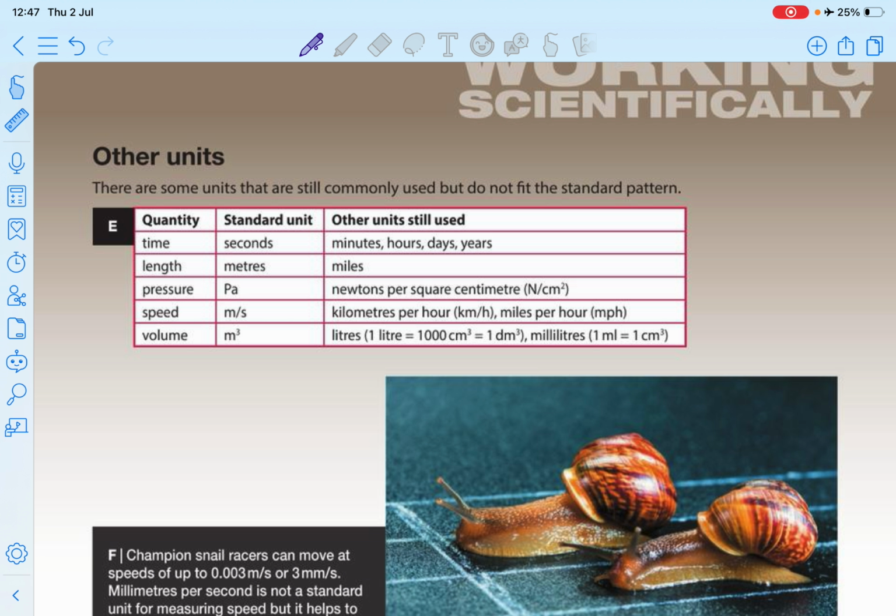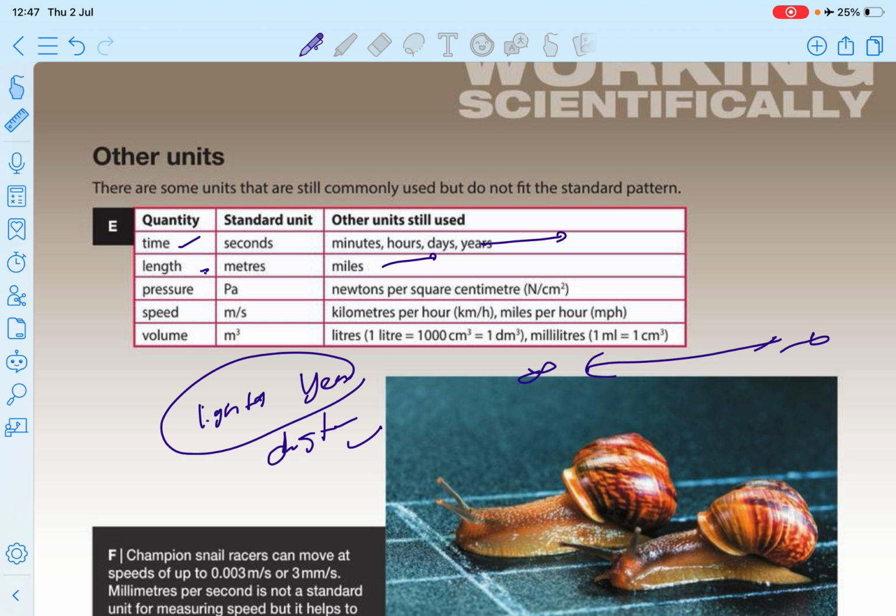And there are other units, because not only SI units are present, like there is time, and many things for length. There is light years, no? Light years are used to measure the distance between two stars, right? And pressure is this one, or this one can be used. Speed's unit is this one, m s^-1. And volume is this one, or you can use liters to measure the volume.